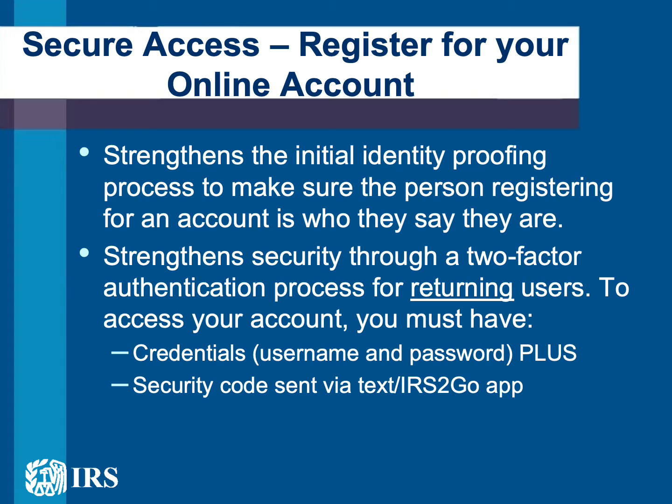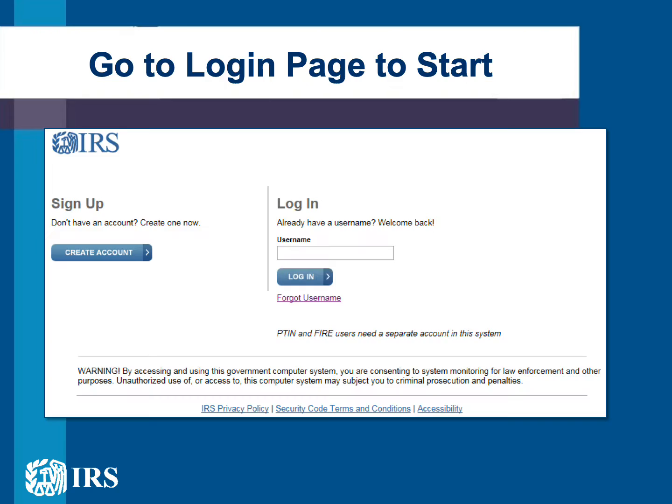All taxpayers must authenticate their identity through Secure Access in order to register for IRS self-help tools like Get a Transcript, View Your Tax Account, or Get an IP PIN. To start the registration process, go to the self-help tool you want to use. For example, Get Transcript, and select the Login button. That will bring you to the login page like you see here.